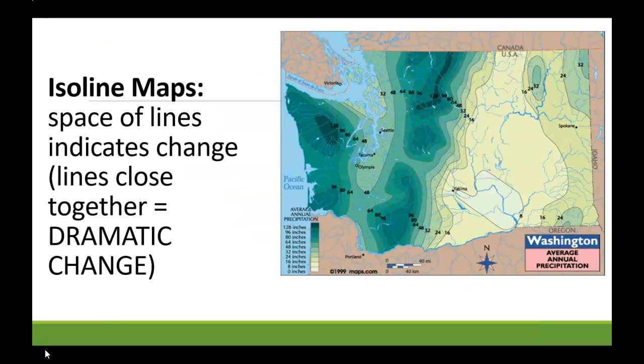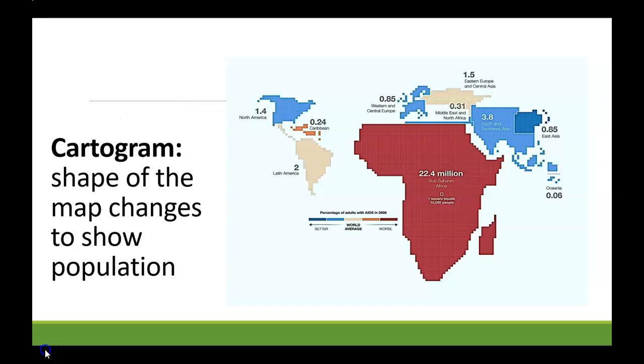The next map is an isoline map. These maps show space of lines indicating change. These lines that are closer together means that there is a dramatic change. These are really common when gauging precipitation and rainfall in certain areas of the world.